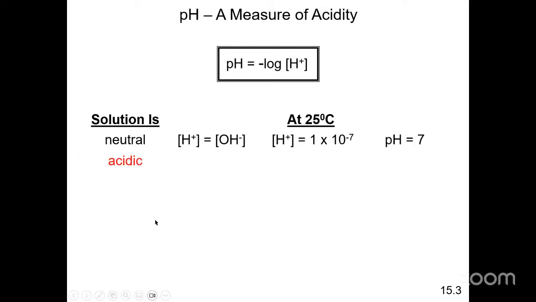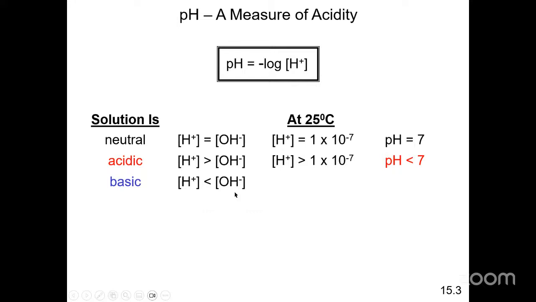Now, if the solution is acidic, that means that the concentration of H plus will be greater than the concentration of OH minus, which means that the concentration of H plus will be greater than 1 times 10 to the minus 7, which is what I thought you were going to say when you were answering the question. If that's the case, then the pH of the solution will be less than 7. And finally, if the solution is basic, then this will be switched around. The concentration of OH minus would be greater than the concentration of H plus, which means that the concentration of H plus would be less than 1 times 10 to the minus 7, which means that the pH would be greater than 7.